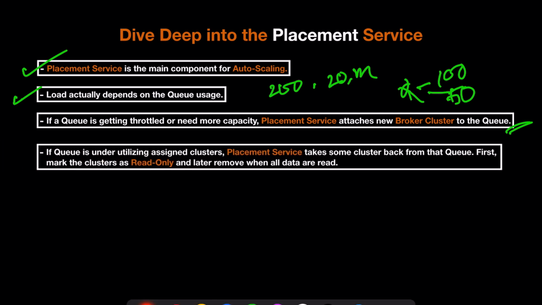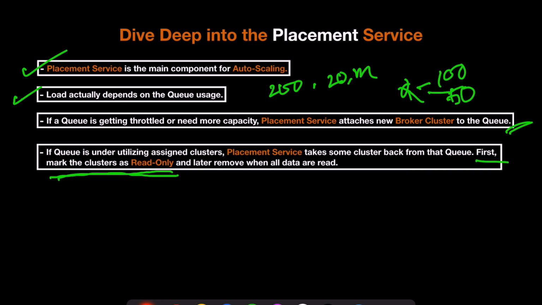Another thing is if a queue is underutilizing its assigned clusters. Say for example, after some time we realize that Q1 has 150 clusters assigned to it, but it's almost utilizing only 10% of them, right? So we need to free the clusters assigned to Q1, and for that we first mark the cluster as read only. The reason is we cannot just immediately take back the clusters, because those clusters may already have data being processed for that queue. So we first mark the cluster as read only.